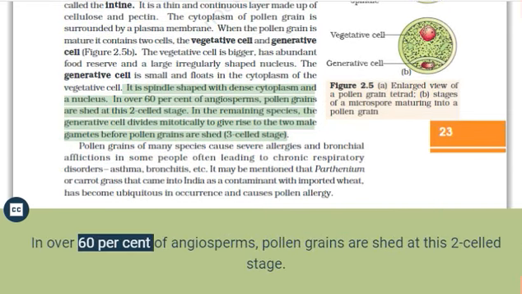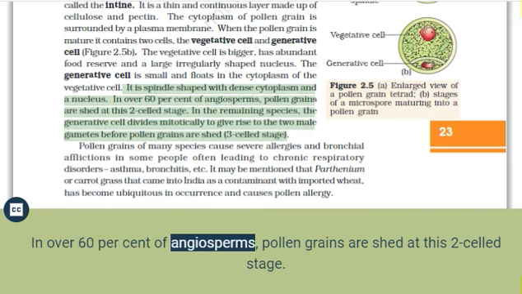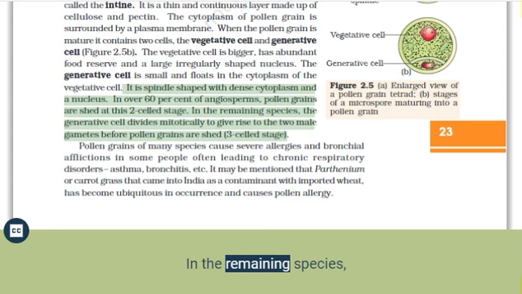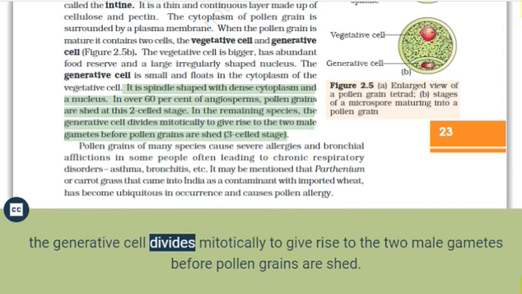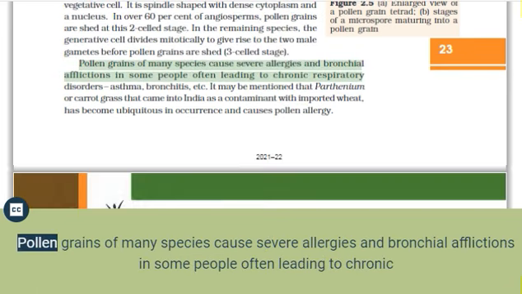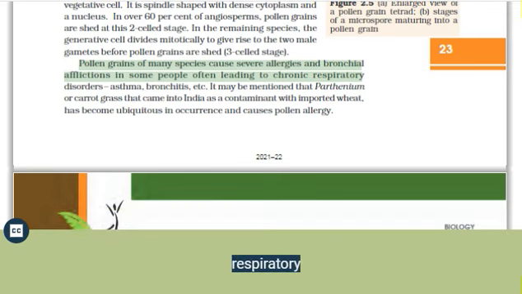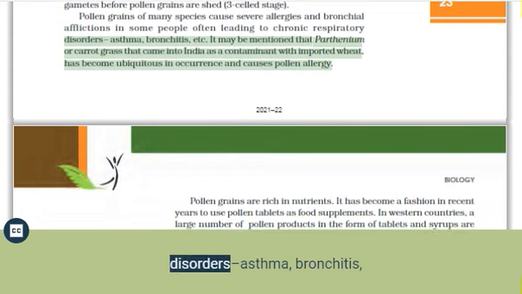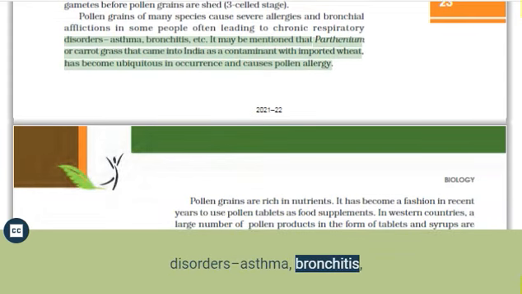In over 60% of angiosperms, pollen grains are shed at this two-celled stage. In the remaining species, the generative cell divides mitotically to give rise to the 2 male gametes before pollen grains are shed. Pollen grains of many species cause severe allergies and bronchial afflictions in some people, often leading to chronic respiratory disorders, asthma, bronchitis, etc.